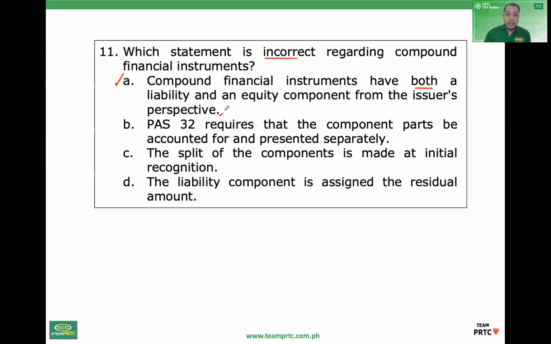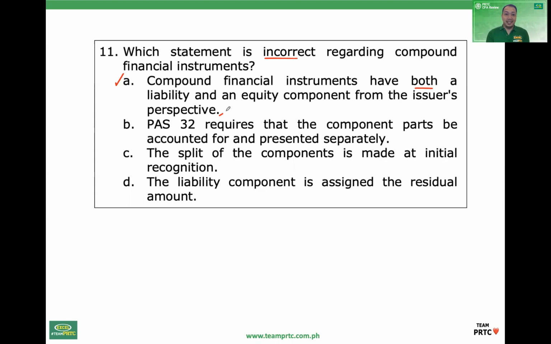So example niyan, bonds issued with warrants. So yung bonds, liability, yung warrants, equity. So ganun din yung convertible bonds. Yung host contract, liability, yung option to convert, equity. So this is on the perspective of the issuer.